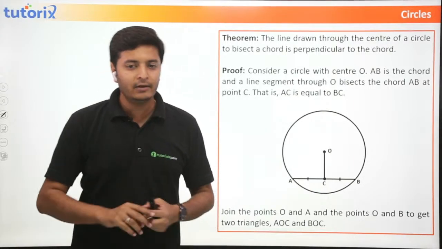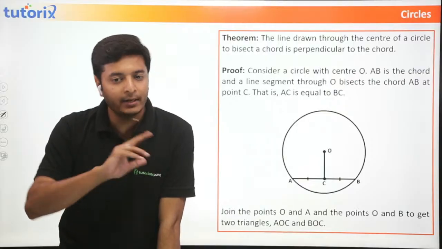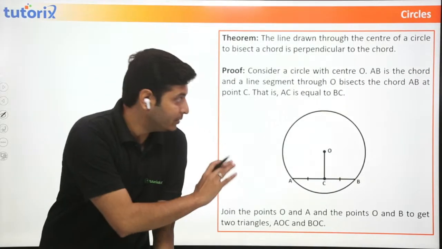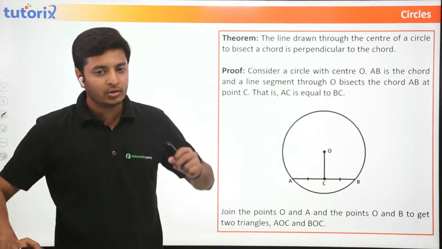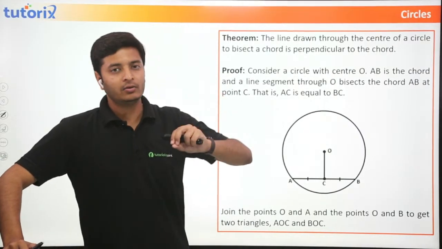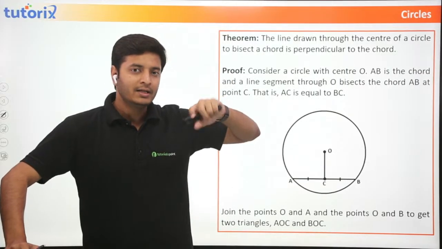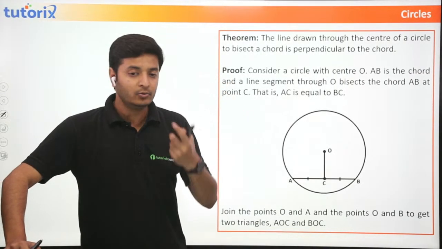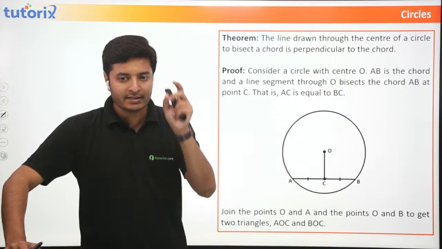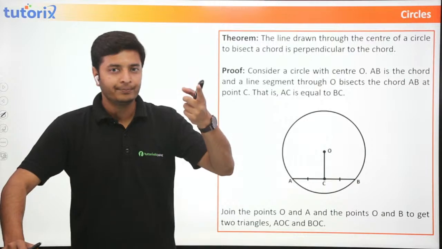Now, the line drawn through the center of a circle to bisect a chord is perpendicular to the chord. This is nothing but the converse of the previous theorem. In the last theorem, we understood that if we draw a perpendicular from the center of a circle onto a chord, then that perpendicular is going to bisect the chord. But this time we need to prove that the line drawn through the center of a circle to bisect the chord is perpendicular to the chord.